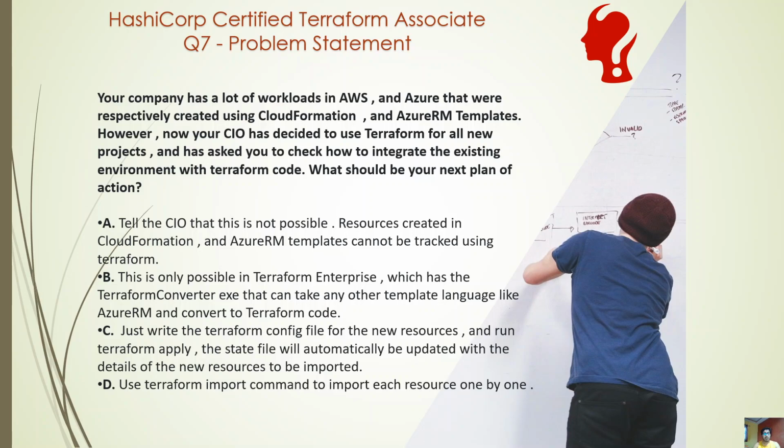Option C, just write the Terraform config file for the new resource, run Terraform apply. The state file will automatically be updated with the details of the new resource to be imported. So again, what they are saying is that this is a much better option. They are saying that write your code in Terraform for these resources. Okay, so you know the resource because they are already created for you. So you can check those parameters and you can just write your config file using Terraform, then run Terraform apply.